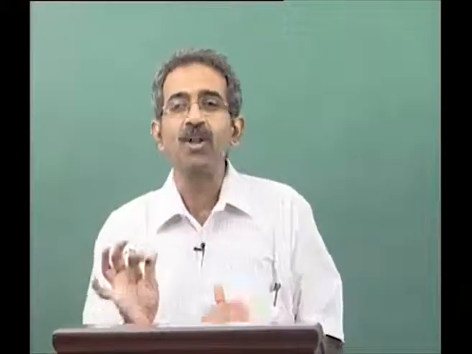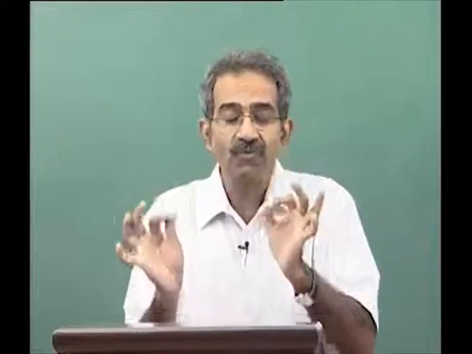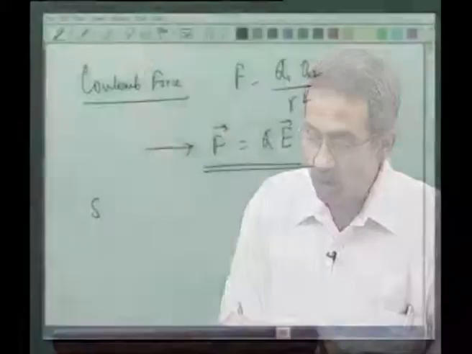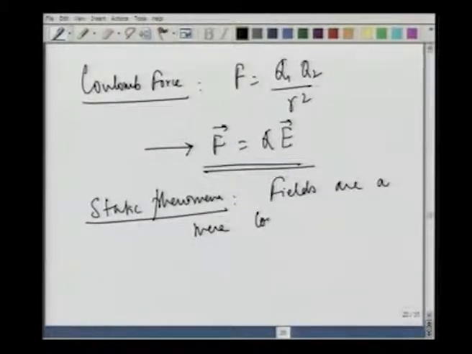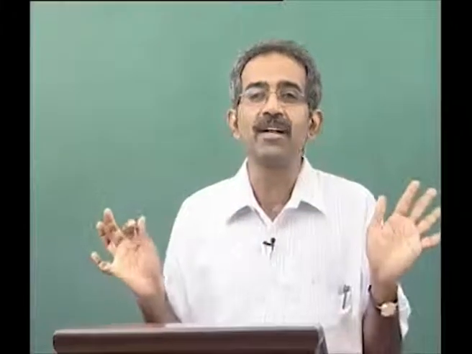Now whatever we did with Coulomb force is also true for the Lorentz force. You have the Lorentz force expression V cross B. Then of course you have the Biot-Savart law, you put them together. So long as we are dealing with static phenomena, what are static phenomena? Static charges and stationary currents. Fields are a mere convenience. In principle, you don't have to introduce the concept of a field at all.